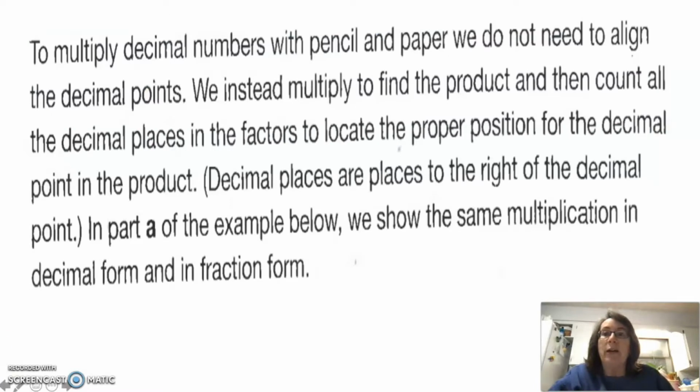Okay, so here we are to multiply decimal numbers with pencil and paper. These are instructions. We do not need to align the decimal points. Remember that with addition and subtraction, we must align the decimal points. But now we're talking about multiplication and division. We do not need to align the decimal points. We instead multiply to find the product, and then we count all of the decimal places in the factors to locate the proper position for the decimal point in the product.